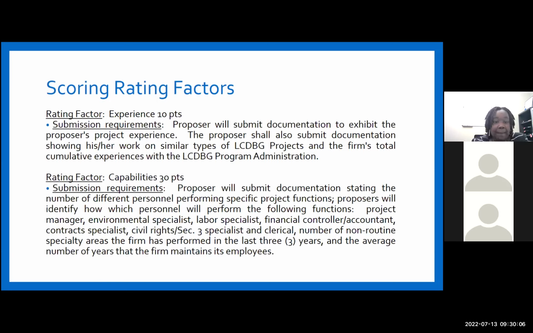Capabilities. Proposers will submit documentation stating the number of different personnel performing specific project functions. Proposers will identify which personnel will perform the following functions: project manager, environmental specialist, labor specialist, financial controller/accountant, contract specialist, civil rights or Section 3 specialist, and clerical. Also, the number of non-routine specialty areas the firm has performed in the last 3 years and the average number of years that the firm maintains its employees.